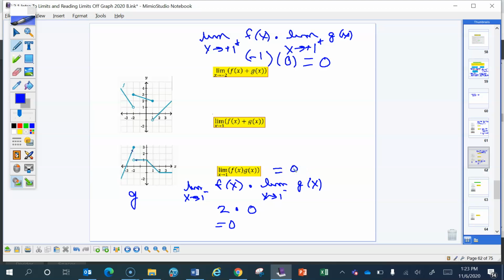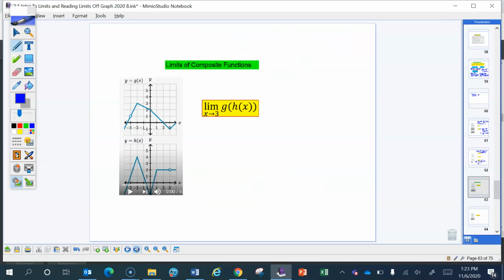So you have to be careful with some of these. Just because the limit may not exist at 1 or at -2 on these graphs individually, the limits of the product of the two functions may exist. So you have to check both the left and the right-hand limit.